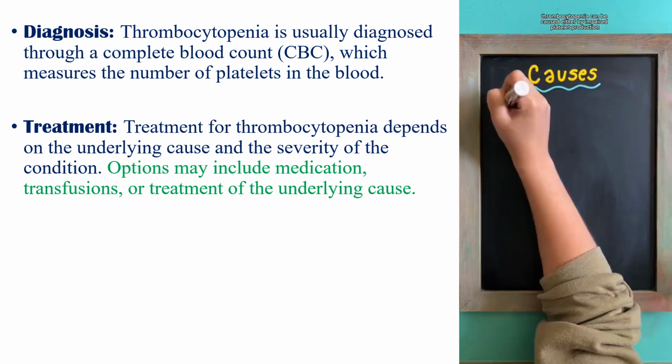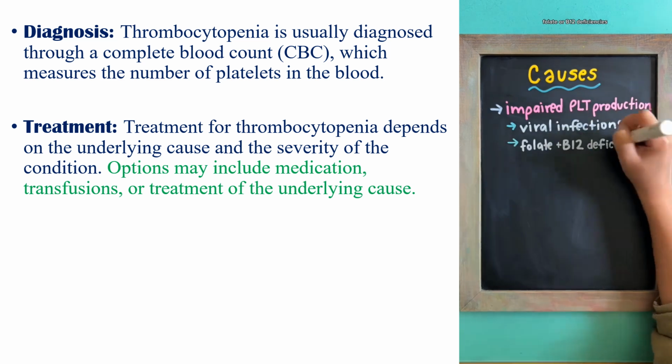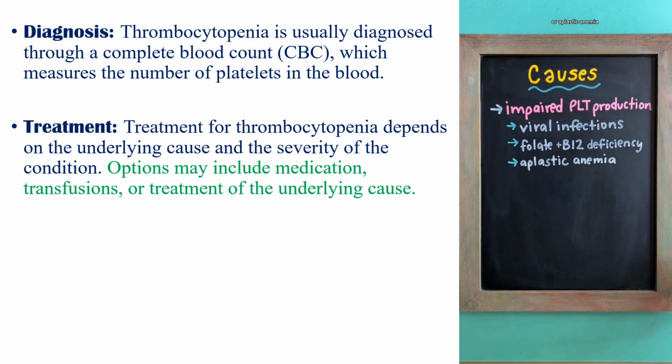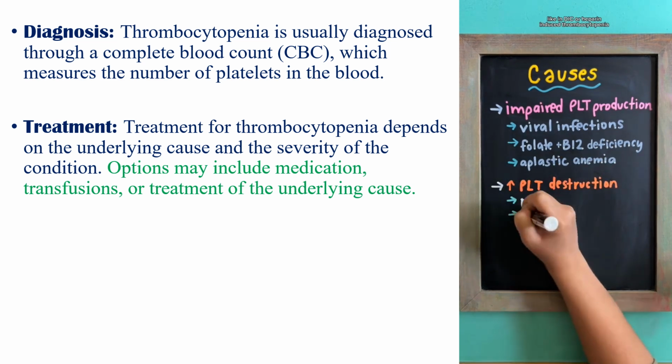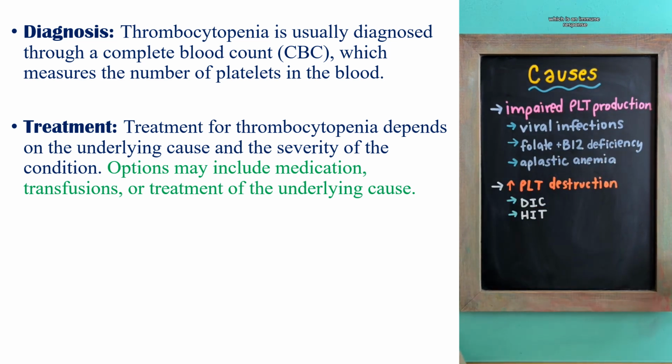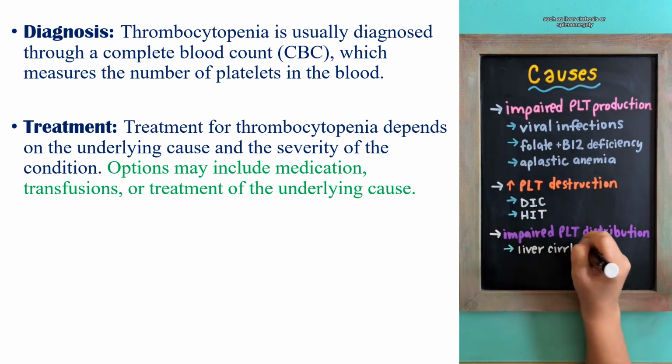Thrombocytopenia can be caused either by impaired platelet production, such as a viral infection like HIV or hepatitis, folate or B12 deficiencies, or aplastic anemia, where the bone marrow doesn't produce enough blood cells. It can also be due to increased platelet destruction, like in DIC or heparin-induced thrombocytopenia, which is an immune response that can occur in patients receiving heparin.